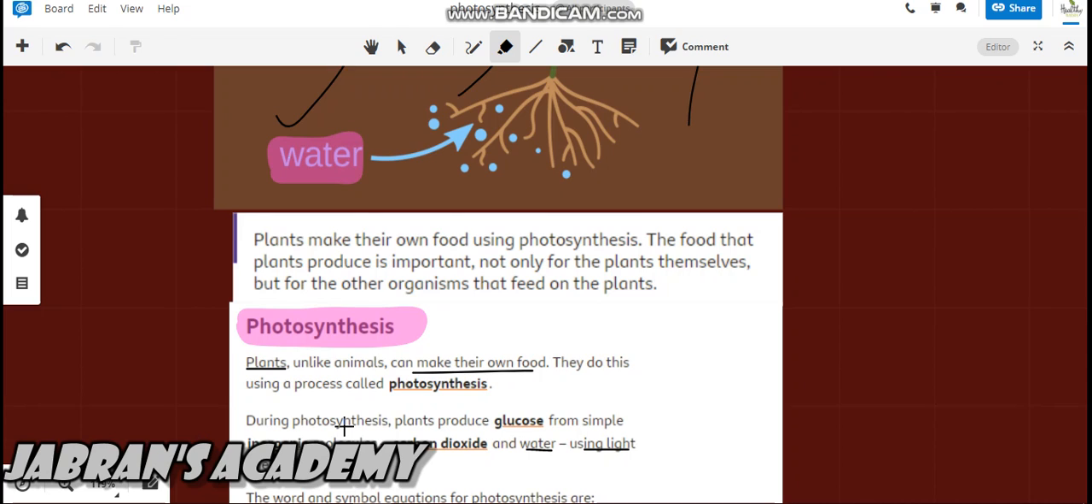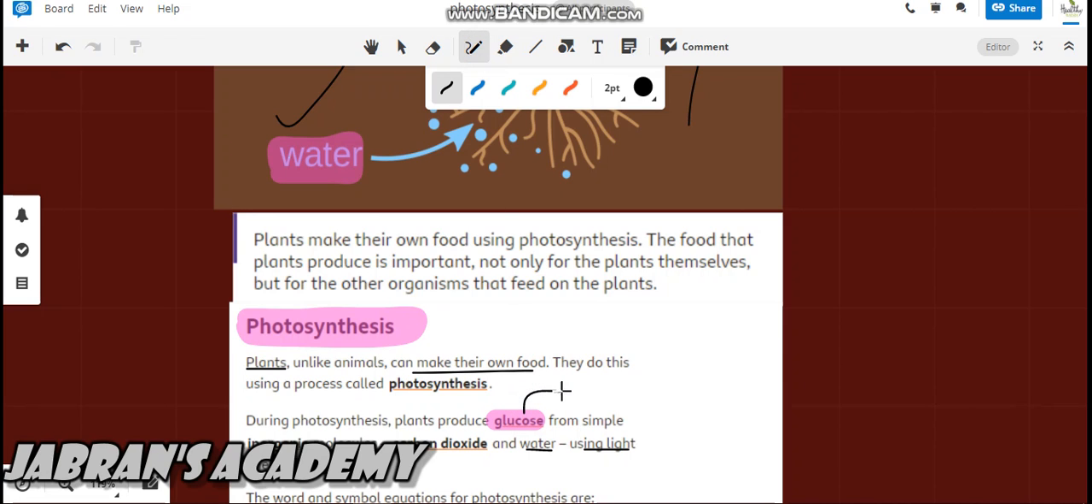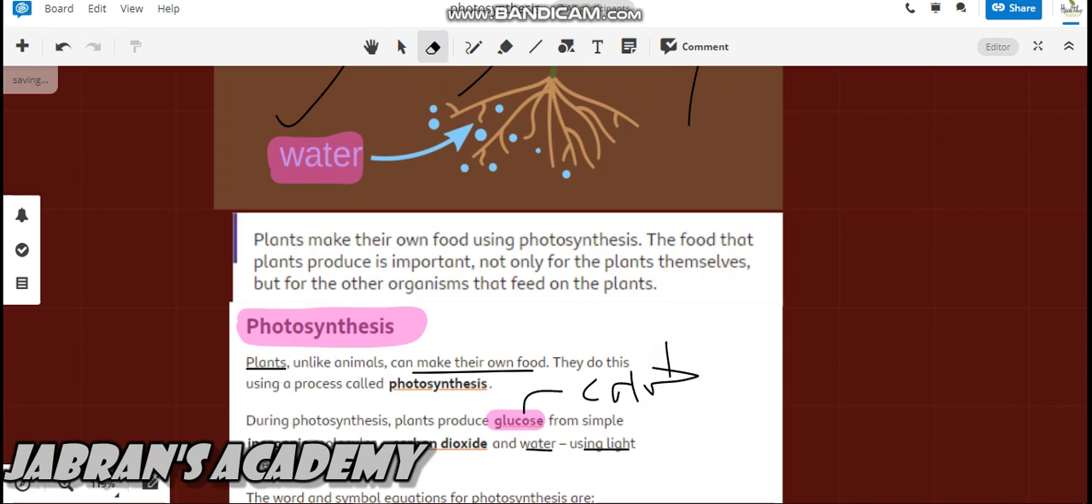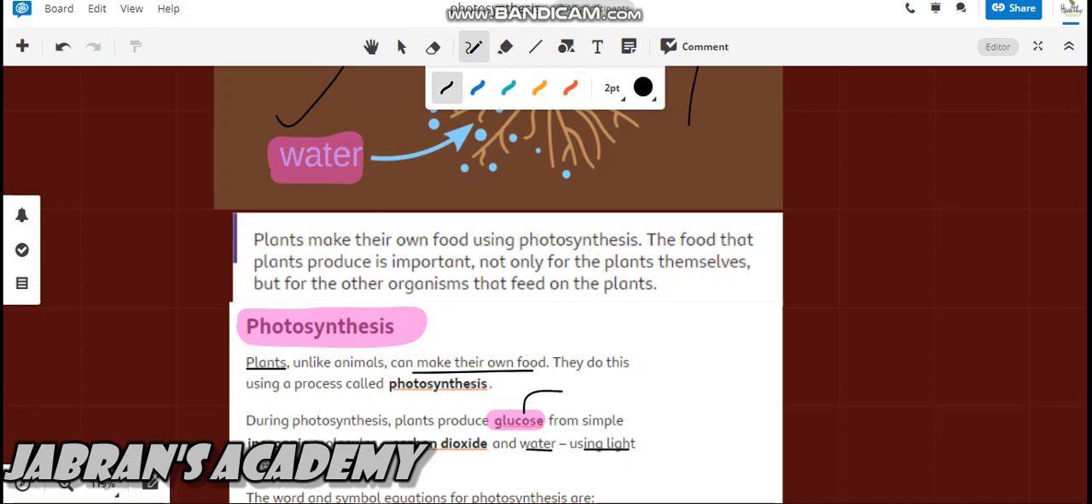During photosynthesis, plants produce glucose. That is the important thing: they produce glucose. It is the simplest form of carbohydrate. Carbs is the short form of carbohydrate. So glucose is the simplest form of carbohydrate, and it is the food of the plant.